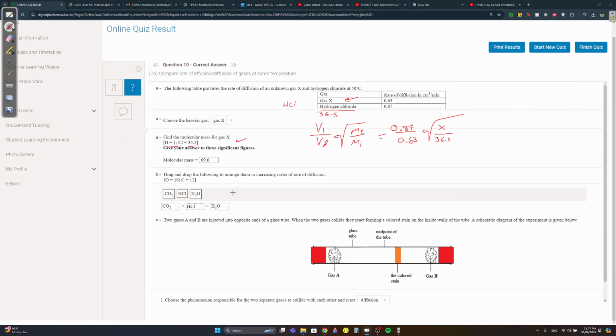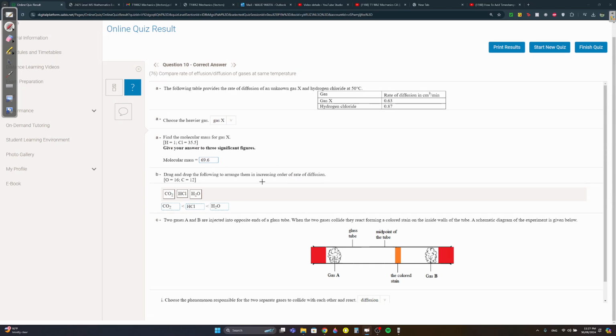By the way, if you don't have a calculator that can solve equations, square both sides. Then whatever you get when you square this on the calculator, you get a fraction, and then that fraction you just multiply by 36.5.